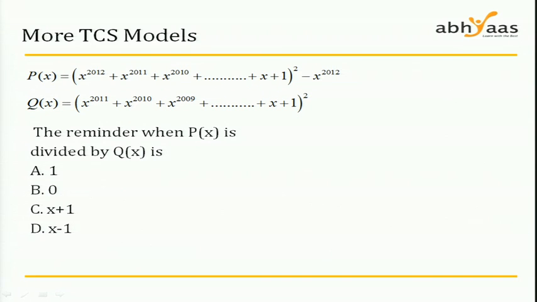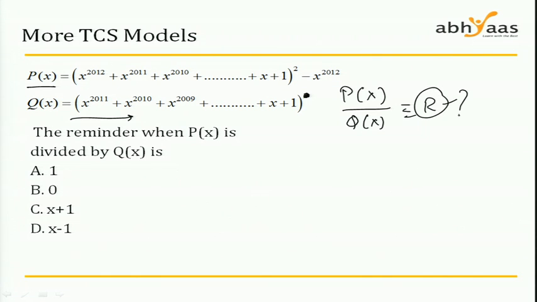Right. Now let's get started with the next one. A small change in the question here, guys. Here this is not square. This is just x power 2011 plus x power 2010 plus x power 2009 and so on to x plus 1. So what is given here? The two functions. One function p of x is x power 2012 plus x power 2010 plus x and so on, whole square, minus x power 2012, and q of x is the other one. You are asked, when p of x is divided by q of x, what is the remainder?